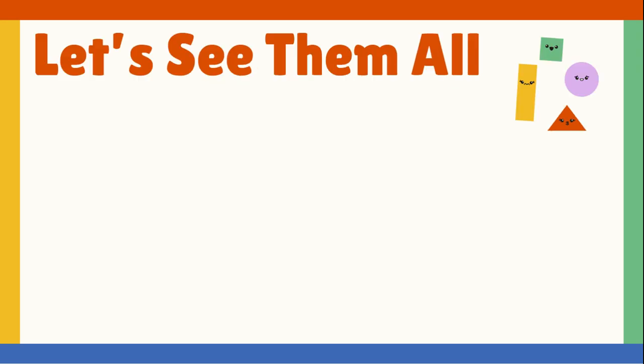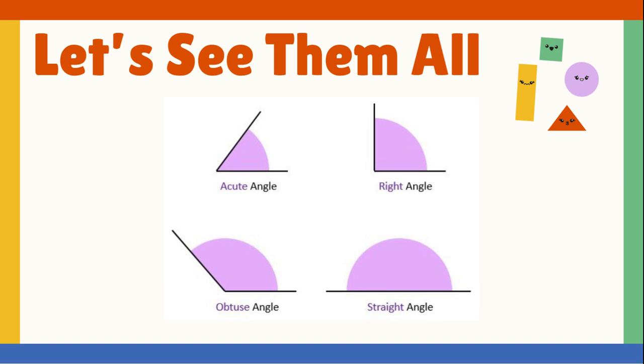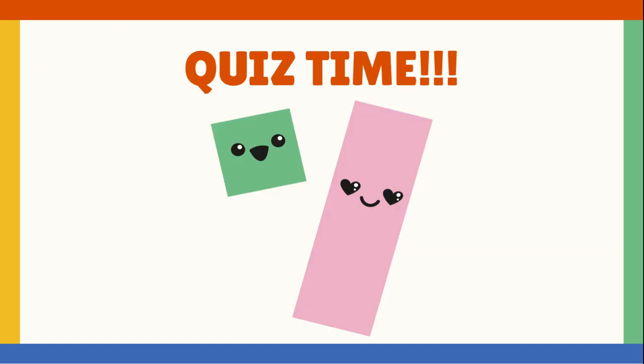If you want to see them all side by side to compare, you can see the acute angle is the smallest one. The right angle forms that nice corner. An obtuse angle is bigger than a right angle, but it's not straight. And then that straight angle is straight across or open.